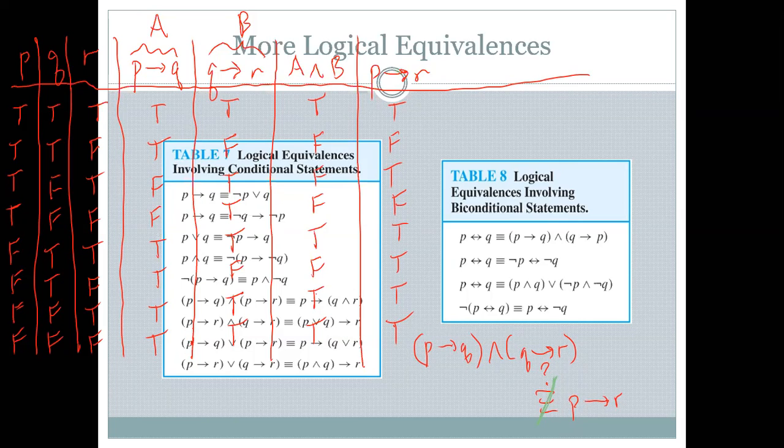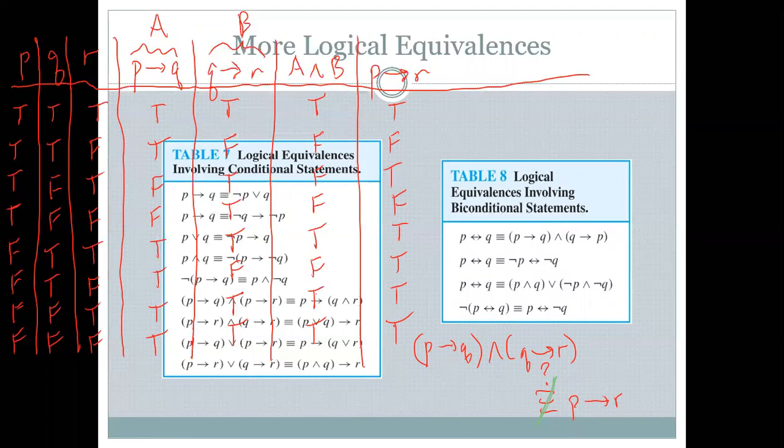If I say, hey, if you get an A on the final, then you get an A in the class. If you get an A in the class, then I will give you a gold star. Then what would you conclude from that? What would that imply automatically in your mind? If you get an A on the final, then you will get a gold star.